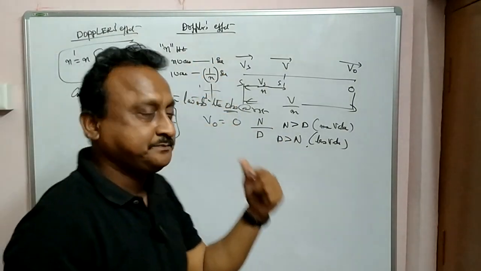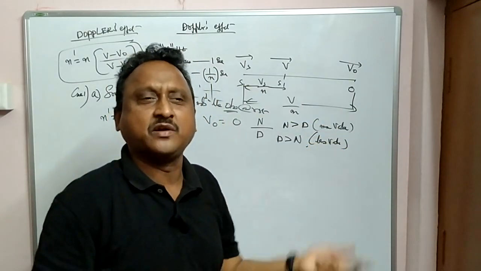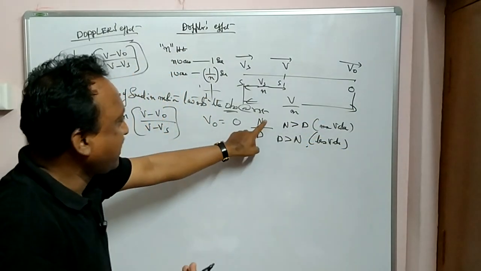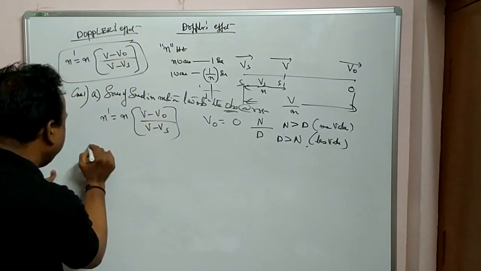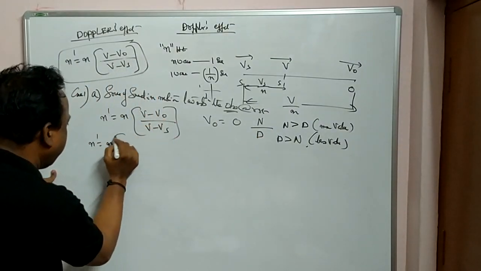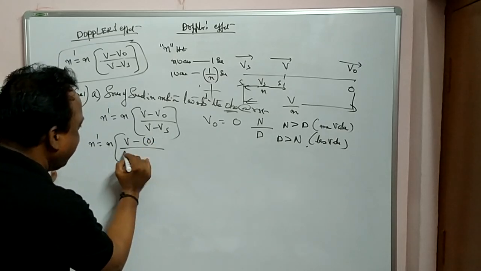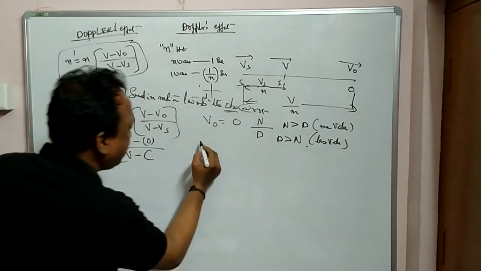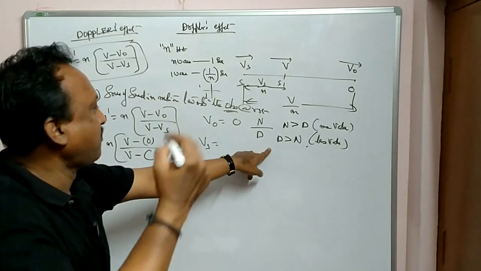So here, the train is coming towards the observer, and the observer is at rest. So the observer hears the train's sound as higher. So more means what? Numerator should be greater than denominator. So here already this one is 0. N dash is equal to N into V minus 0, observer at rest, by V minus what should be Vs? Because numerator should be more than denominator to get more value.